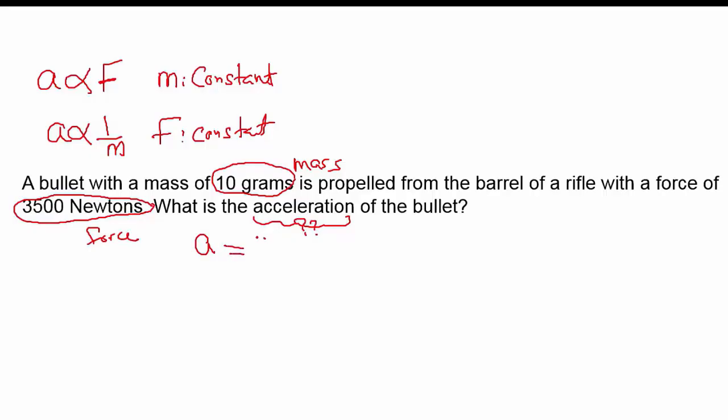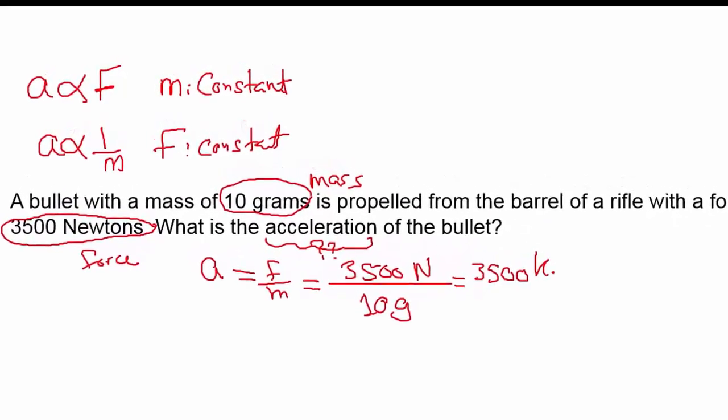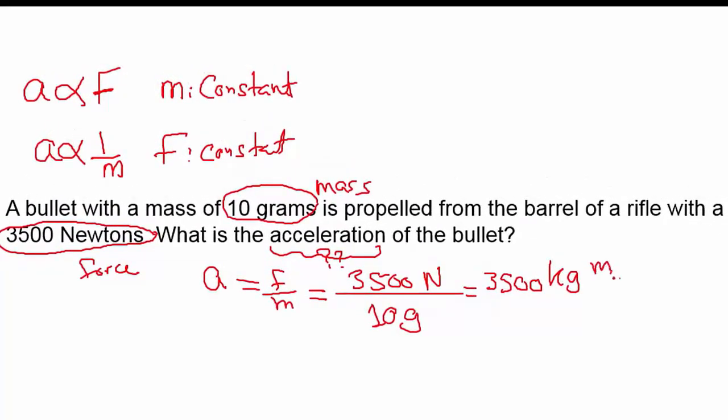We know the acceleration is force over mass, and the force is given to be 3,500 Newton, while the mass is 10 grams. Now we cannot do the calculation right now because the mass is given in grams rather than kilograms. Recall that Newton means what? Newton means kilogram meter per second square. So 3,500 Newton means 3,500 kilogram times meter over second square. If you divide it by 10 grams, kilogram will not cancel out. And here we need the answer in meter per second square, so the kilogram has to cancel out. So we have to convert 10 grams to kilograms.